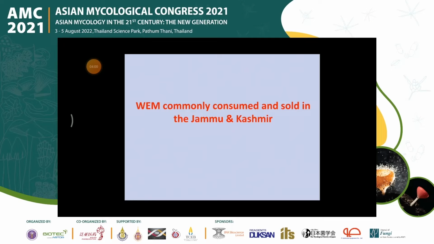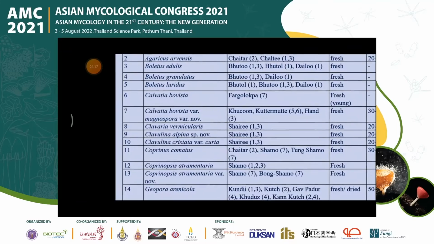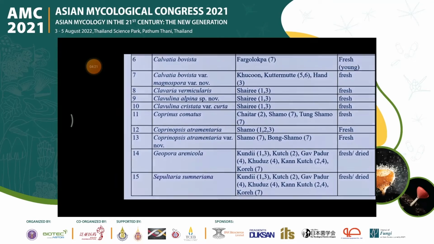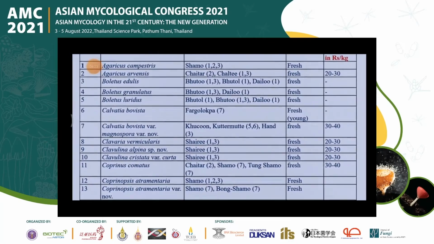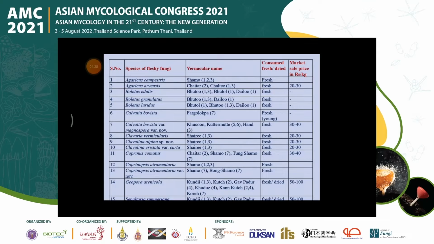So I am showing a list of total edible mushrooms which are actually consumed in the Jammu Kashmir Ladakh Union Territory of India. Here you can see all these species were distributed in several genera like agarics. Here you can see boletes, Boletus, Calvatia, Geopora, Sarcosphaera, etc. And these are the vernacular names. Different vernacular names were used.